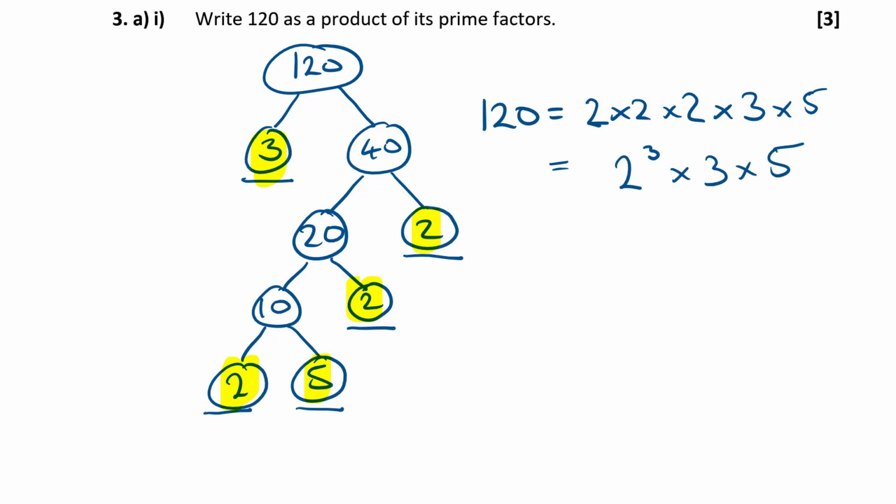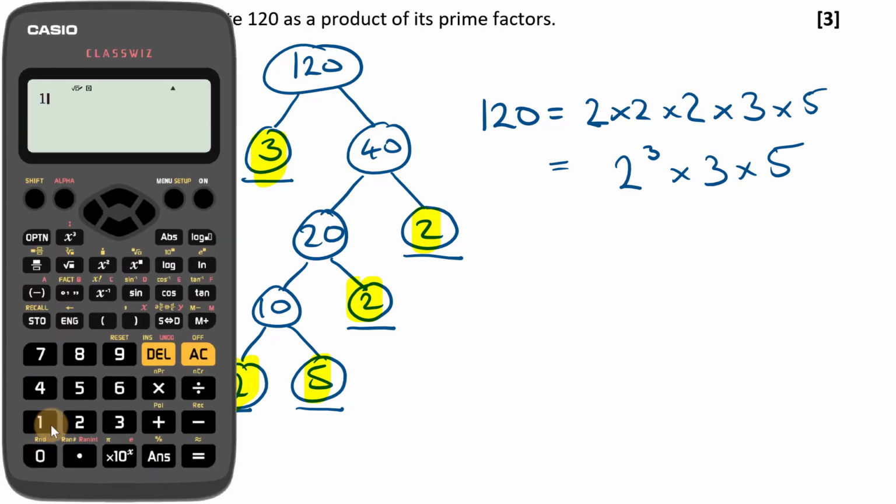But as I say, if you've got a Casio calculator, you can just type it into your calculator. If you enter the number 120 and press equals, and then press the fact key, it will do this for you in one step. So that takes the hard work out of it, and you just need to write the answer down for 3 marks.